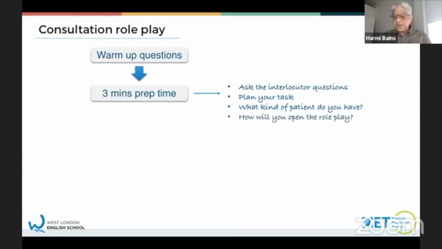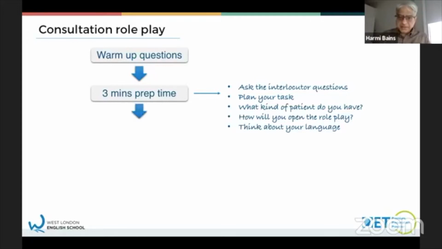And of course, think about how you're going to open the role play. You get marks for opening the role play appropriately. We're going to have a look at an example, in fact, later on. Think about your language. You may need language of reassurance or language of advice, open and closed questions. There's all sorts of things to really think about. And we'll have a look at some of them in today's class. And also think about how long you're going to spend on each task as well. So really try to organize yourself in those 3 minutes.